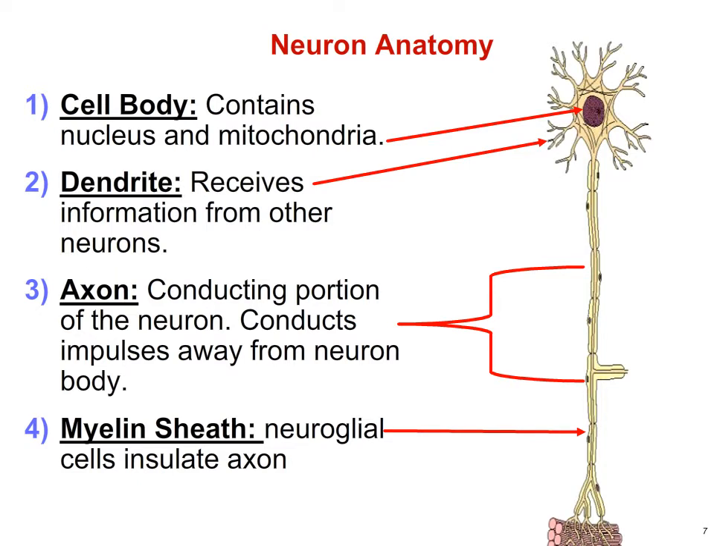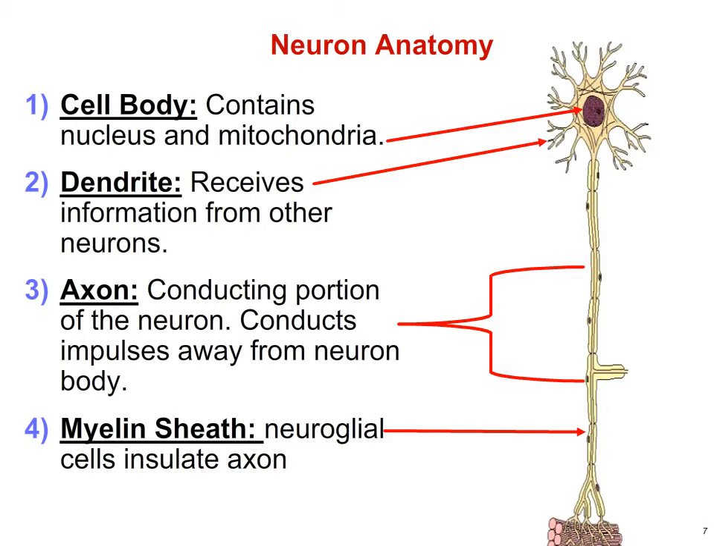Neurons also have an axon. An axon is a long conducting portion of the neuron which conducts the nerve impulses away from the neuron cell body and towards the synapse. It's important to realize that the action potential or nerve impulse is actually generated at an area called the axon hillock, which is just between the cell body and the axon proper.